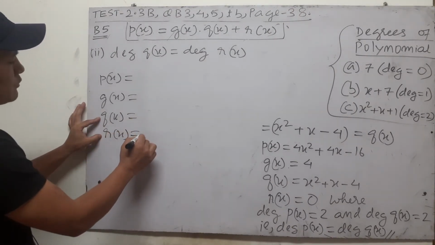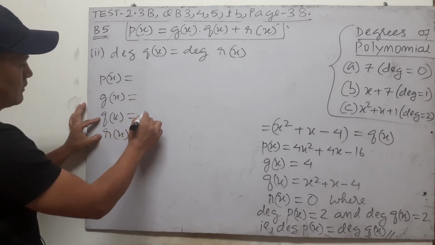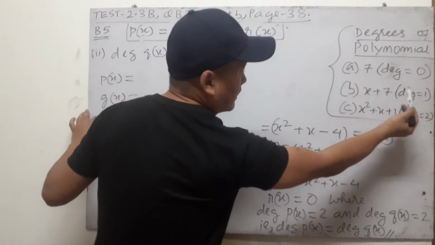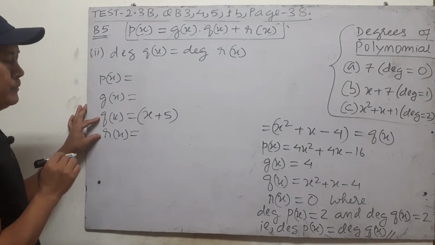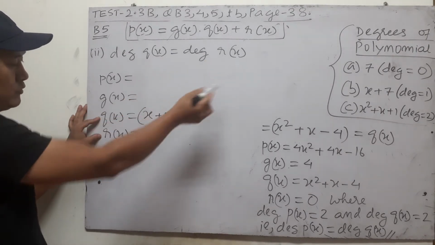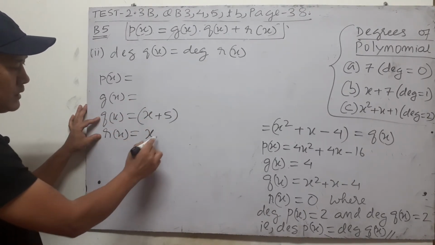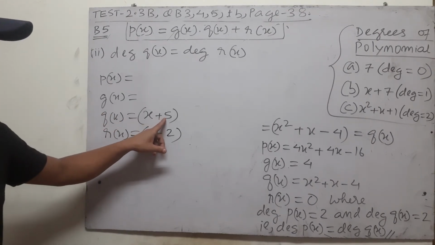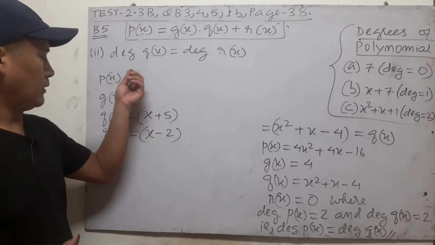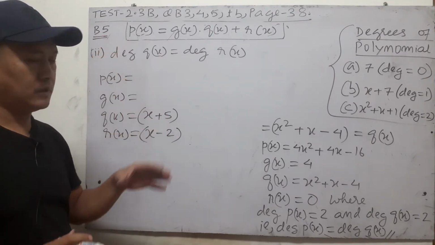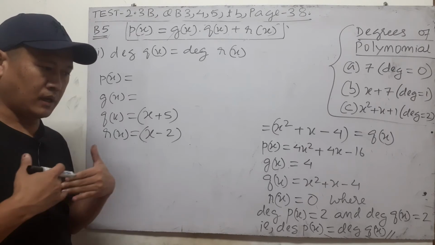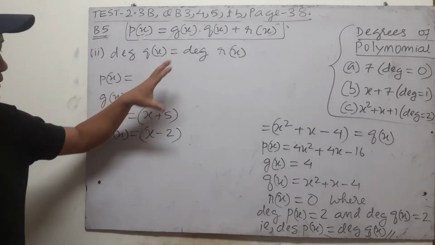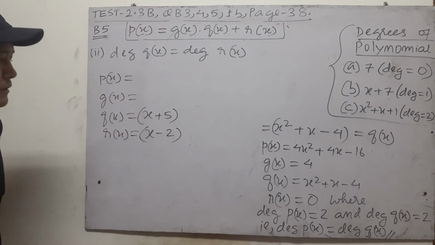So I can just randomly put q of x as x plus 5, then highest power of x is 1, means degree is 1. Since degree of r of x should also be same, I should put the same degree here, x minus 2, let us say. Now I've chosen x plus 5, you could have put x plus 4 also. So let me remind you, question number 5, 1, 2, 3, none of our answers are going to be same. Mine, yours, and other persons' are going to be different. But if we follow this condition, our answers are all correct. These are not fixed answers.